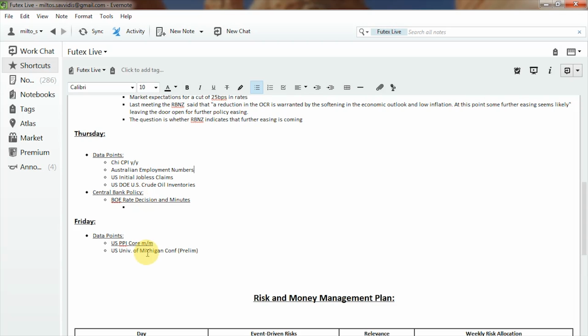They're really quite important. We've got the Australian employment numbers out on Thursday, also very important numbers for the Aussie dollar, with US initial jobless claims as per every Thursday. And the DOE crude oil inventories are actually moved to Thursday because of the Labor Day on Monday. This is usually out on a Wednesday. Come into Thursday, we've got the Bank of England's rate decision and minutes. As per last meeting, we've seen that the minutes actually come out the same day.